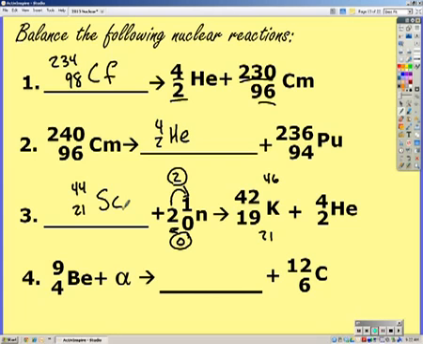Number 4, just like before, if they just give you the symbol, make sure that you're writing those numbers in. Because 9 plus 4 will give me 13, and blank plus 12 should give me 13. That's 1. 4 plus 2 is 6. I already have 6 on the other side, so I have a 0. And 1, 0 n. Make sure that you know that that's an n. A lot of people will miss that on the test because they don't memorize those particles.